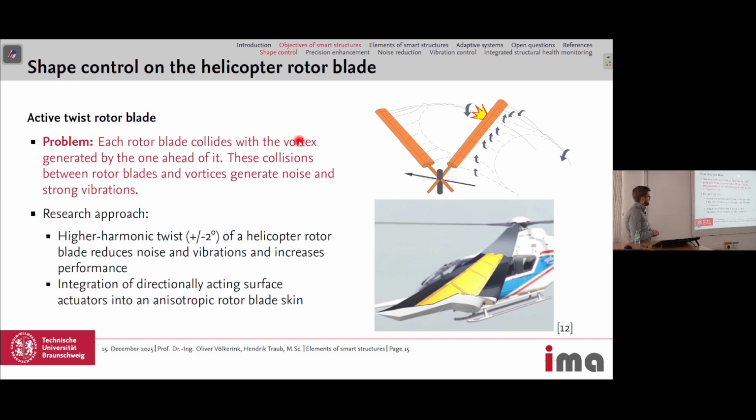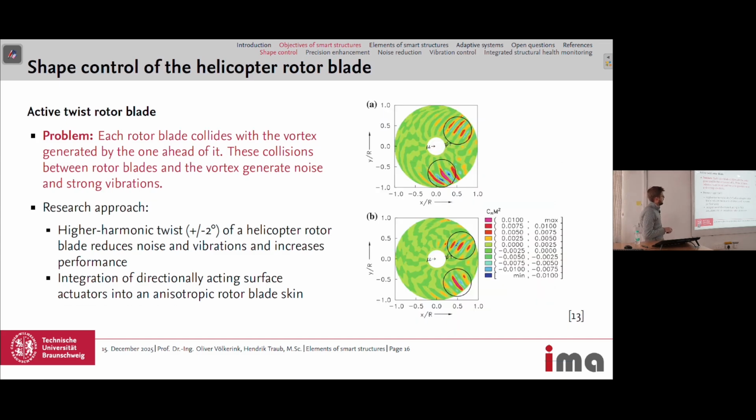And here the research approach was to have an active twist rotor blade, where you can deform the rotor blade a bit and change the angle of attack slightly, so that the rotor blade does not hit this vortex directly. And this was done by integrating surface actuators into this anisotropic rotor blade skin made from fiber composite structures, so carbon fiber reinforced plastics.